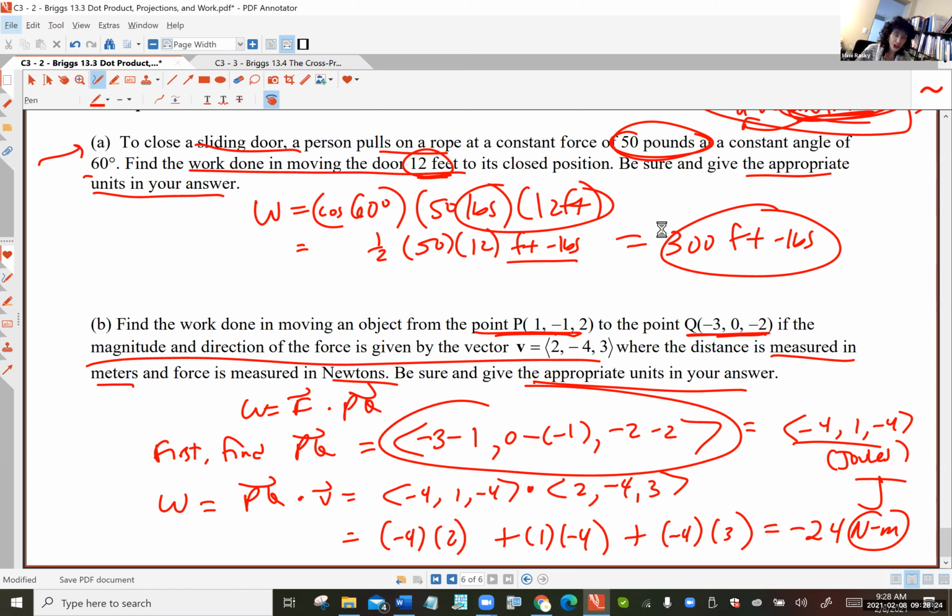Okay, congratulations. You are now done with section 13.3. That's projections and the dot product and all that good stuff. So now you're experts at projections. Well, you'll be an expert after you do some homework, right?